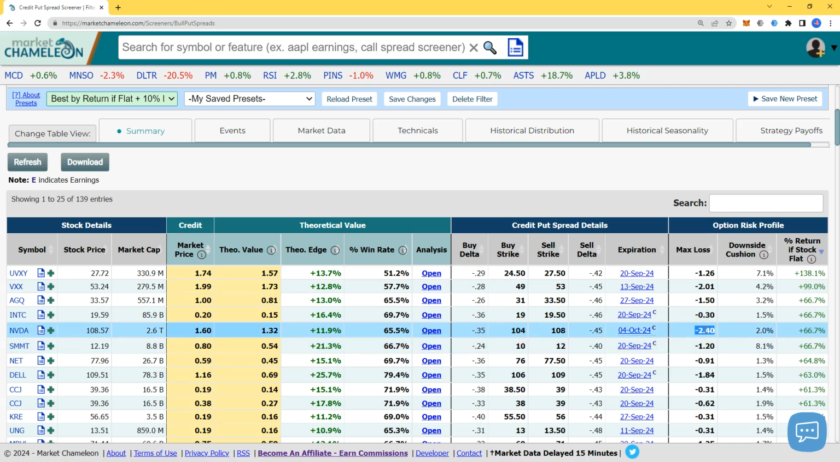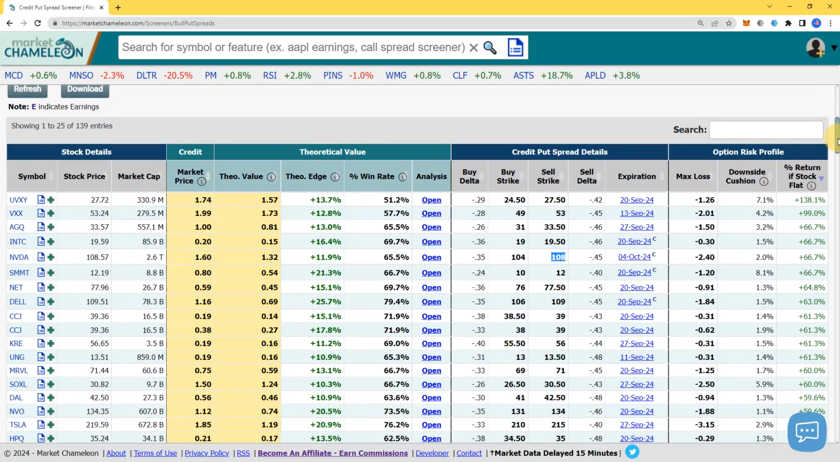So for here, let's see what you're getting. You're risking 240 to make 160, but in reality, you should have just collected 130. So this is the edge. That's actually not a bad trade, assuming that NVIDIA is done with going down, basically, and they're gonna stop the bleeding at 108 and go up, basically.